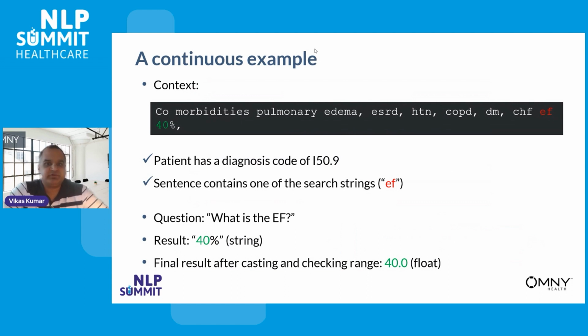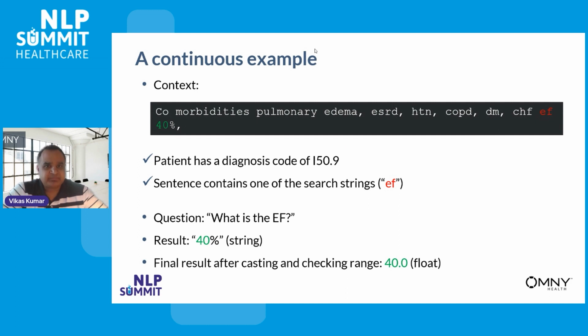On the next slide, we have an example of a continuous severity score for ejection fraction. Here an excerpt of the context sentence is shown, and it reads: comorbidities, pulmonary edema, ESRD, HTN, COPD, DM, CHF, EF 40%. So a lot of acronyms.